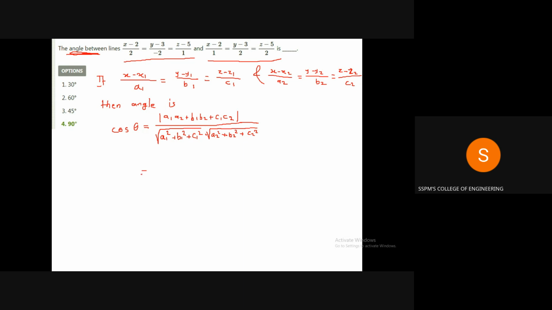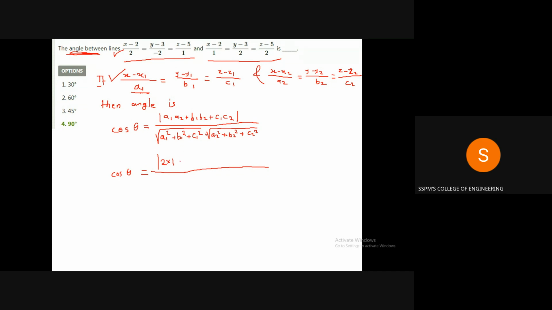Okay, now we will compare these equations that we have written here. This is the given example, this is our standard form. We will compare this and find the values of a1, a2. So what is the value of a1? We have to find the angle, so cos of theta is equal to what? In the numerator, we need a1 a2, b1 b2 and c1 c2. This is our a1, so 2 is a1. What is the value of a2? The value of a2 is 1, it is given.